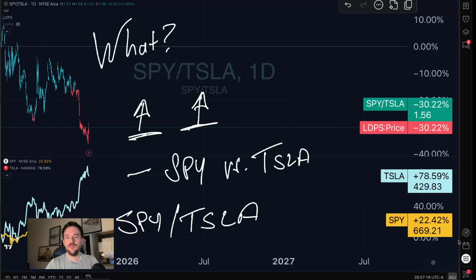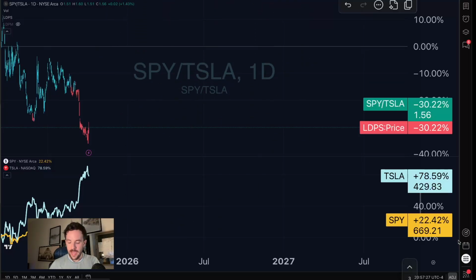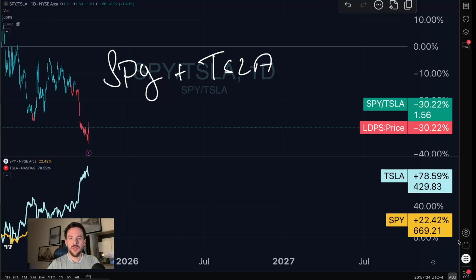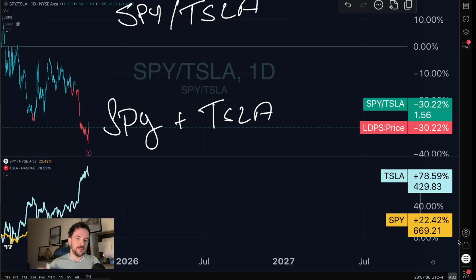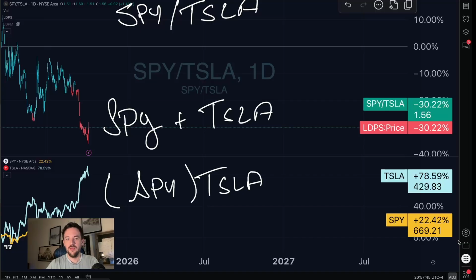And if we get crafty with which symbols we compare, we can get pretty creative. We can also do adding. So if we wanted to see what the liquidity together was, we would just do SPY plus Tesla. And we'll see an example of that in a few minutes. You can also even do multiplication with it if you want. So SPY times Tesla, and that would give you the product of the liquidity between the two.